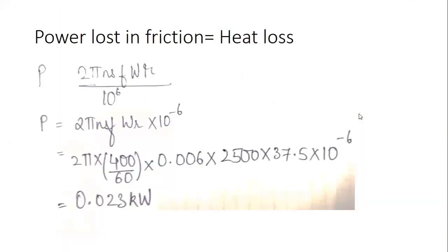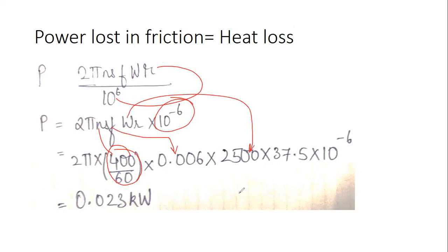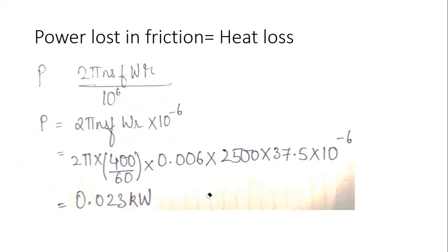What have they asked us? They are asking what is your power lost in friction, and directly after that heat loss is asked. Power lost, heat loss, it's one and the same thing. 2 pi Ns FWR divided by 10 raised to 6. If I want to bring this in numerator, it will become 10 raised to minus 6. Ns is N upon 60, RPM divided by 60. F, we already found out right now, 0.006. W is given, R is 70 by 2, 37.5. I'll get the answer as 0.023 kilowatt. That is your power lost in friction. That is your heat loss.